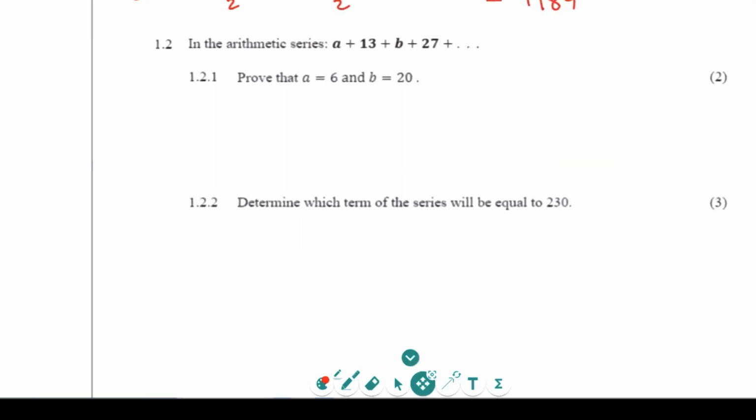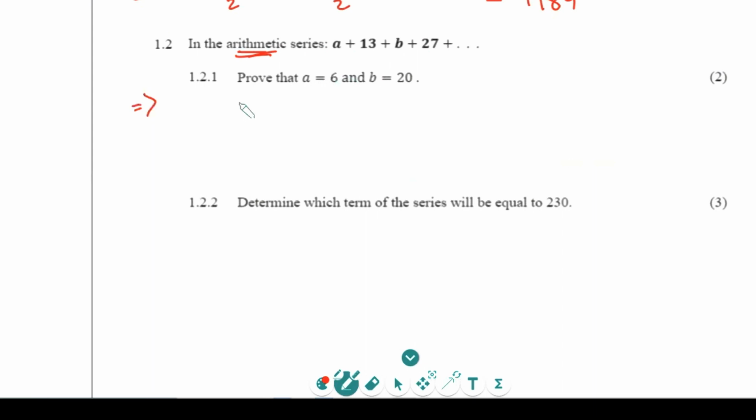They're telling us that in an arithmetic series, a plus 13 plus b plus 27 plus, and the series continues. We're being told to prove that a is 6 and b is 20. So we need to know that for any arithmetic sequence or series, there is always one constant difference, only one, not two like the quadratic.